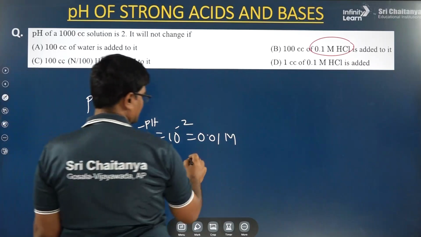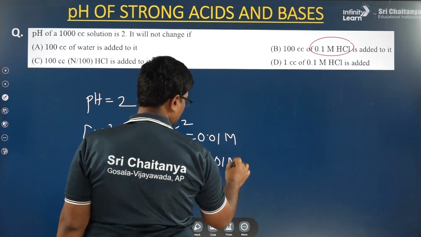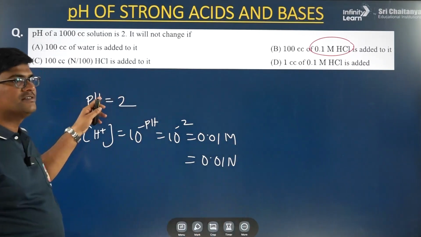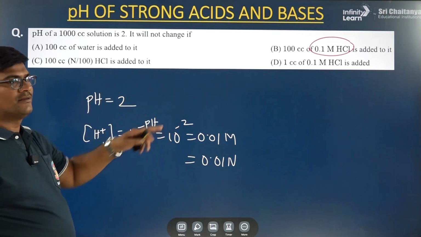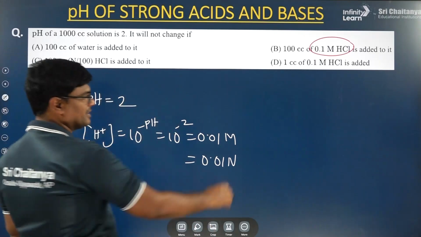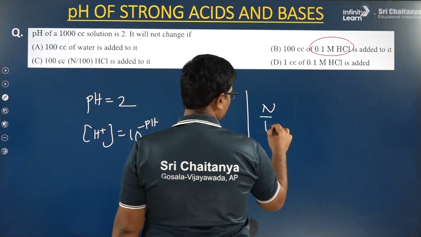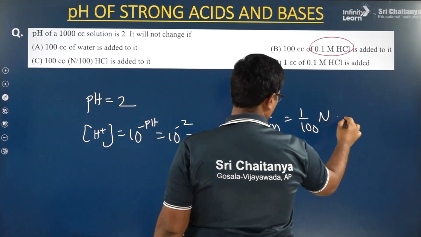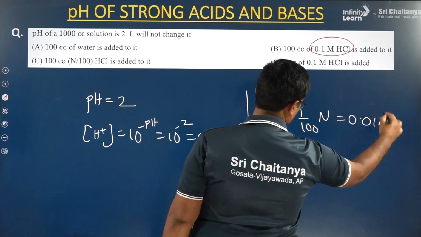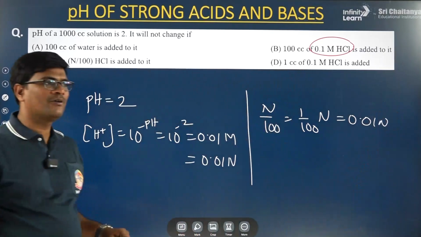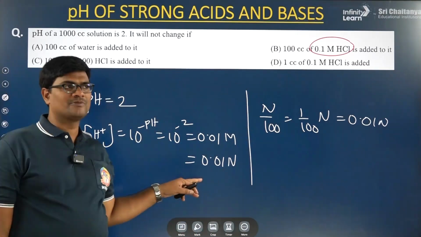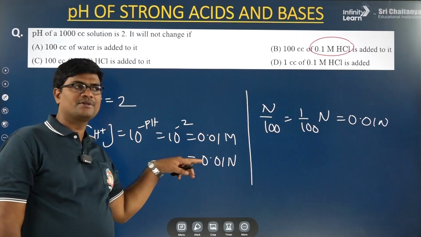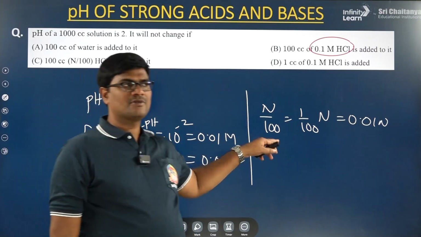The next option is, they are adding 100 cc of N by 100 HCl. What is meant by N by 100? N by 100 is nothing but 1 by 100 normal. N by 100 means 1 by 100 normal. That is 0.01 normal. What is the solution initially we have? The pH 2. That means what is its molarity or normality here? That is 0.01. What is the solution we are adding? 0.01.